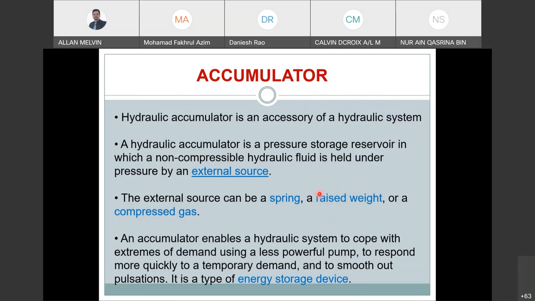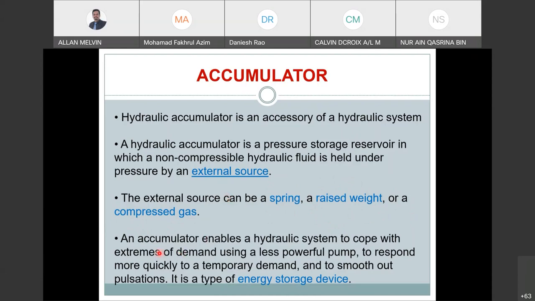So the spring is caused by mechanical means, and the raised weight is because of gravity, which is nature. And compressed gas. Okay, so there are three mechanisms: mechanical, gravity, and also compressed gas, which is human made. So natural and human made.